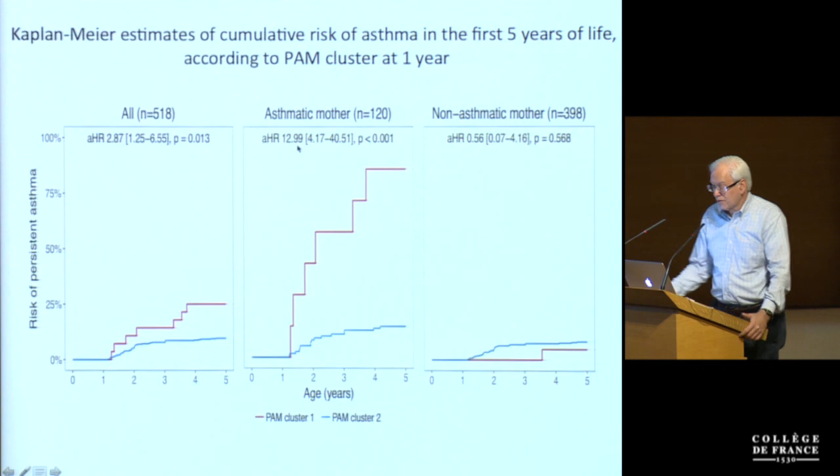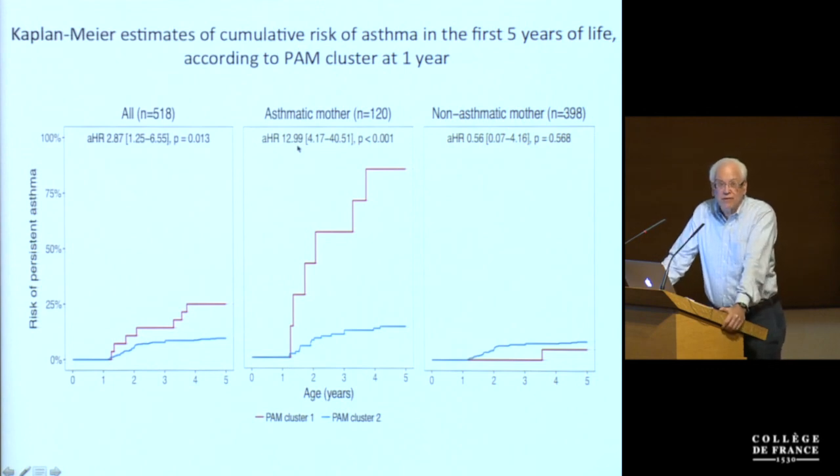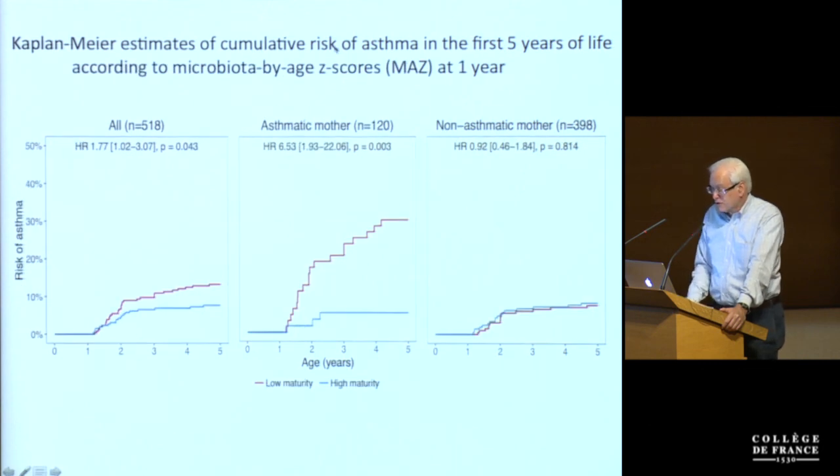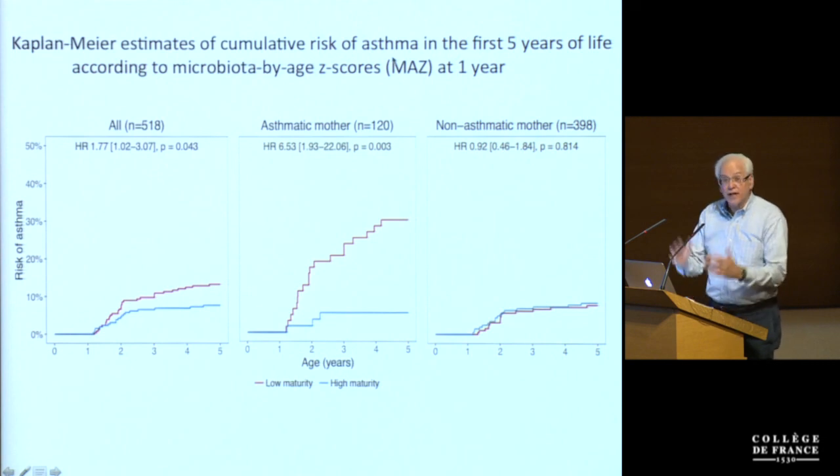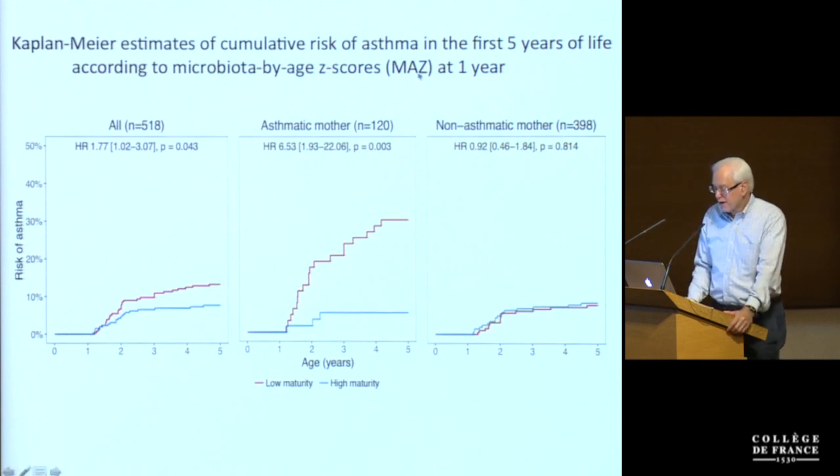A very, very high rate. This is similar to the odds ratio, let's say, for smoking and lung cancer. It's a very significant association. Now, one might say PAM clusters are somewhat arbitrary, so we also looked at microbiota by age scores, or MAZ scores. We divided the kids into whether they had the top half of maturity or the bottom half of maturity. We see in the less mature, higher rates of asthma, odds ratio about 2, no effect in non-asthmatic mothers, full effect in the asthmatic mothers, odds ratio of about 6.